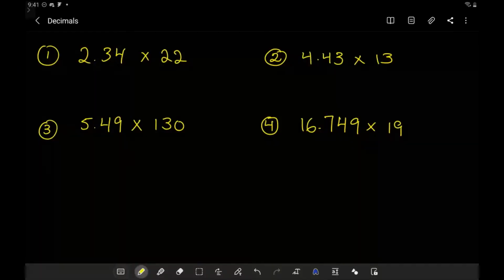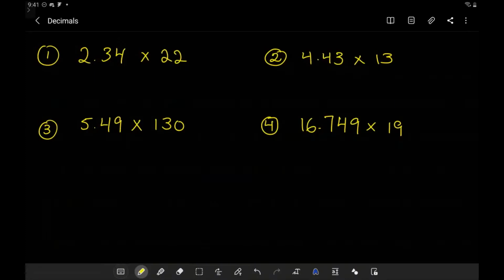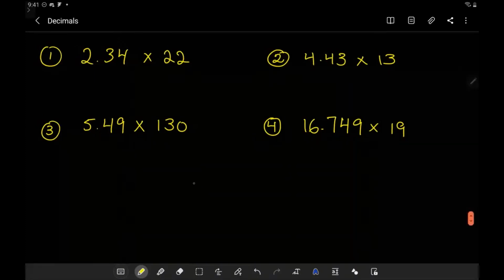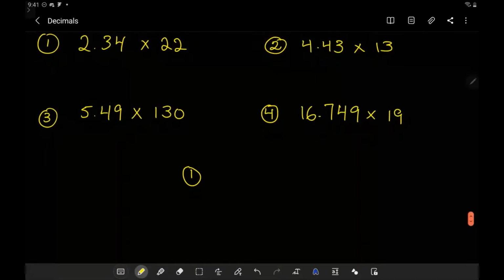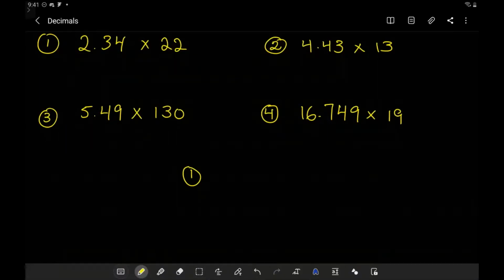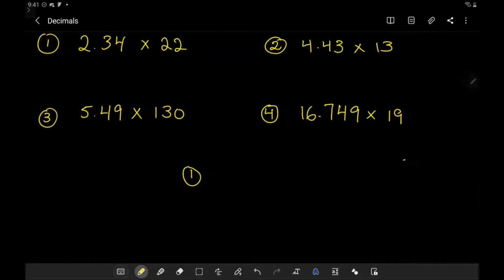Okay, so let's take a look at the solutions for these. So for number 1, anybody want to give me the answer off the bat? Anybody know the answer? 51.48. All right, so let's see if that's the answer.